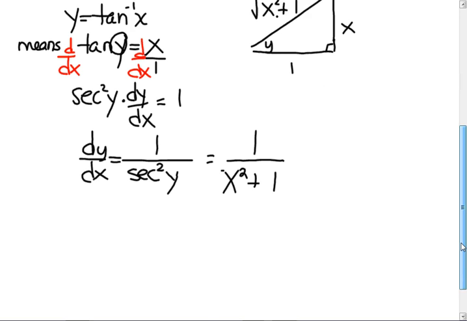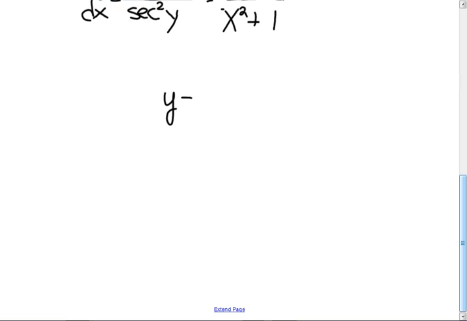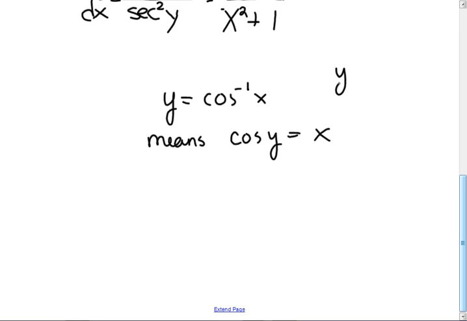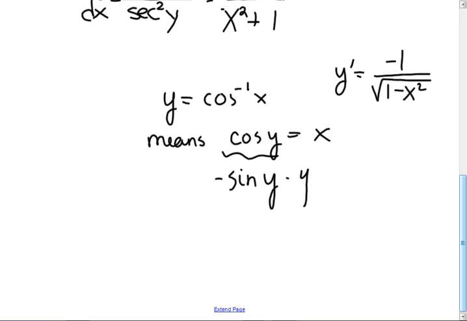Now, if you were to find the derivative of the inverse cosine, we would rewrite this. The cosine of y is equal to x. What's true about the derivative of the cosine? Positive or negative? It's negative. Because the derivative of the cosine is the same as the sine, except it's negative. The derivative of the inverse cosine is the same as the derivative of the inverse sine, but it's negative. And it's because of this cosine right here. Negative sine of y times y prime equals 1.